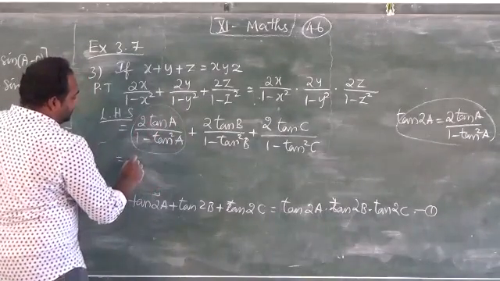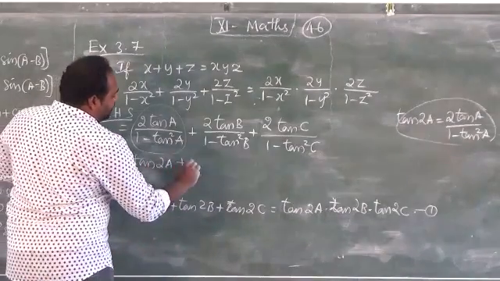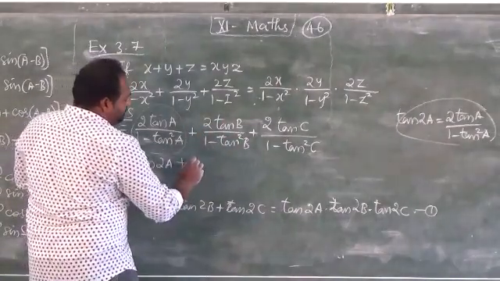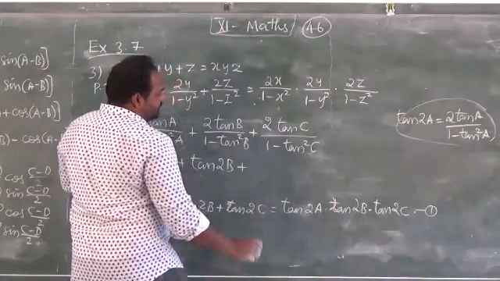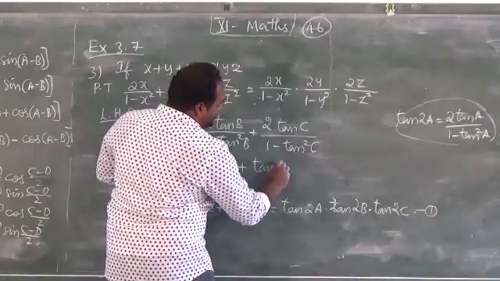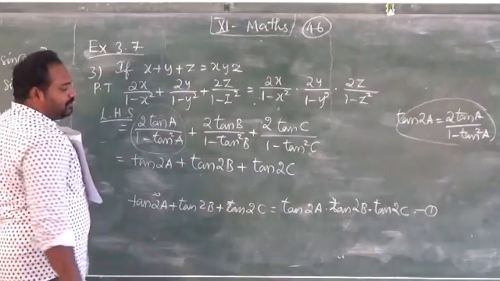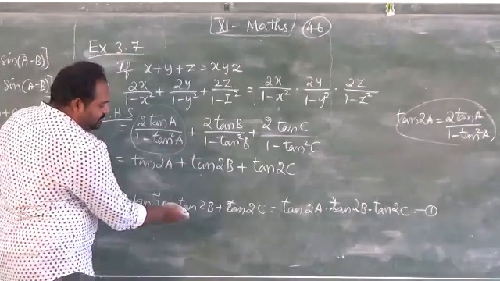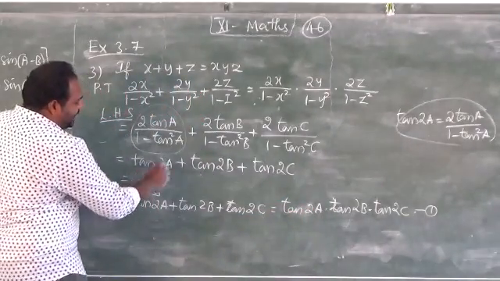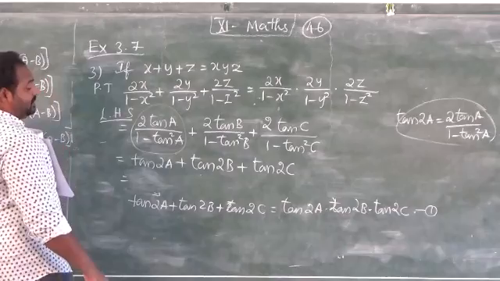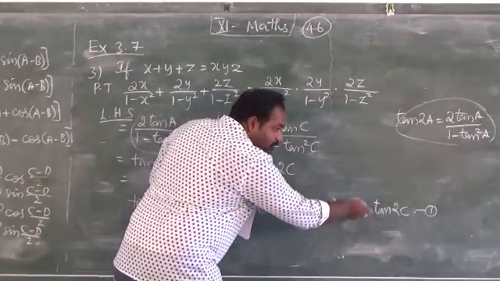So instead of this, I can write tan 2A plus tan 2B plus tan 2C. Using this identity, I am getting the left hand side proof. I told you already we have this proof. If you have the left hand side, directly we can write the right hand side. So tan 2A plus tan 2B plus tan 2C can be written as tan 2A, tan 2B, tan 2C.